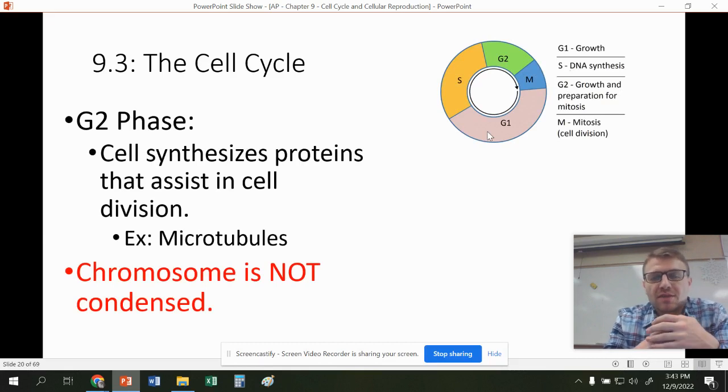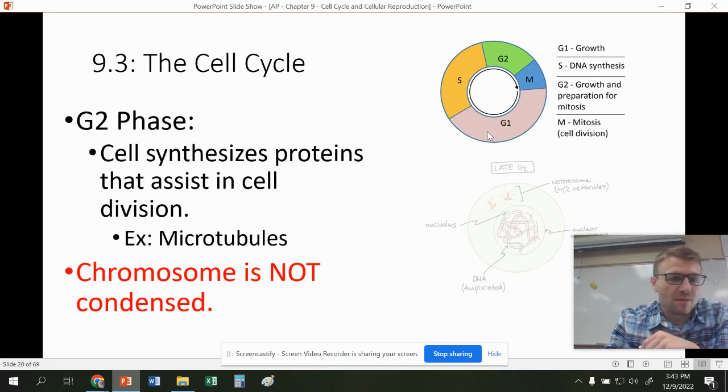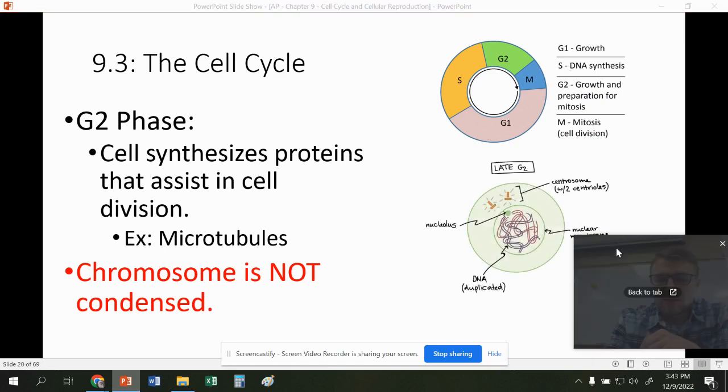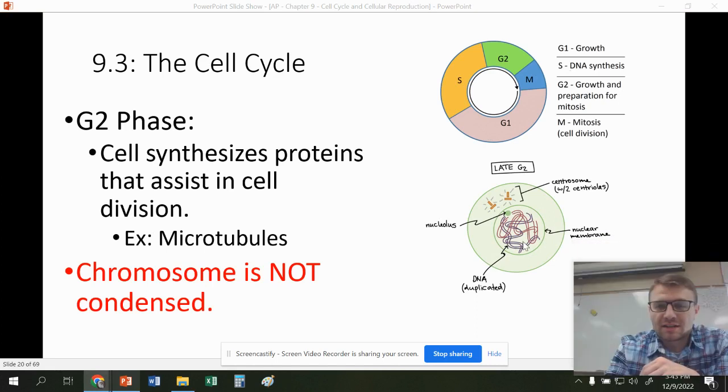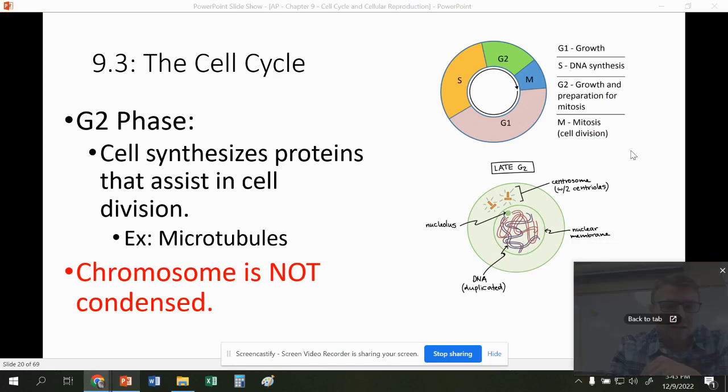G2 phase, gap 2 phase. This is when the cell starts synthesizing proteins that are going to assist in cell division. Example of microtubules. We're going to get to those in a little bit. But again, the chromosomes have not condensed yet. The chromosomes only condense during M phase or mitosis. So you can see what that looks like. Again, the chromosomes have not condensed yet. This is what it looks like.